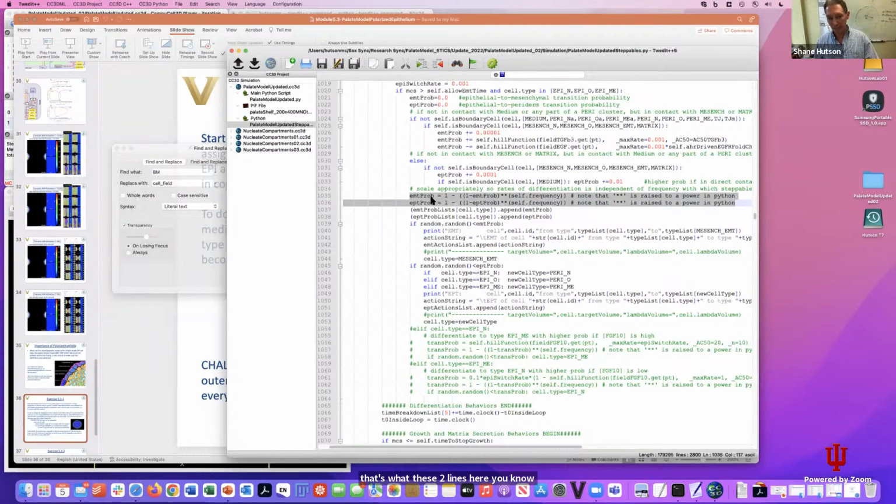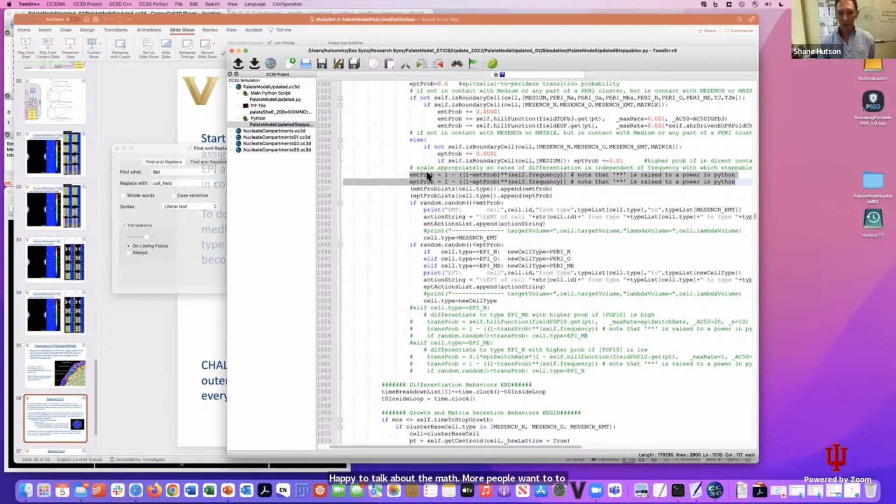It's just some basic probability theory that depending on what the frequency is with which you call the steppable, it changes the probability according to this. Essentially, you have to say, what's the probability of it not differentiating over some number of steps that are in between your calls to the steppable? And then the probability of it differentiating is 1 minus that. Happy to talk about the math more if people want to understand what that is.